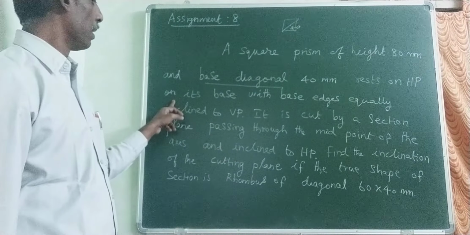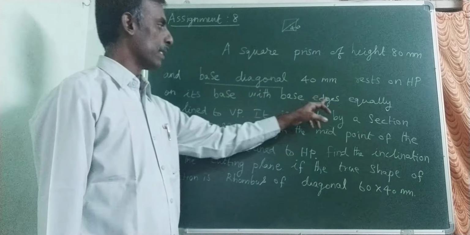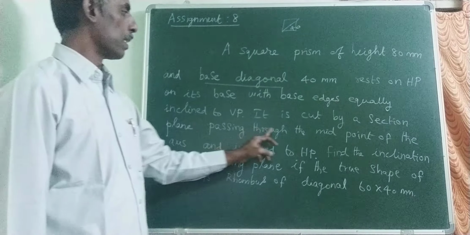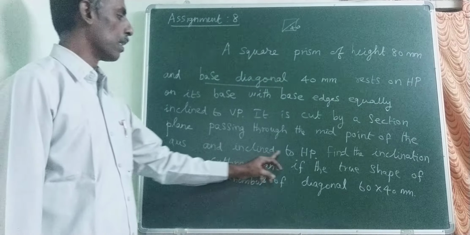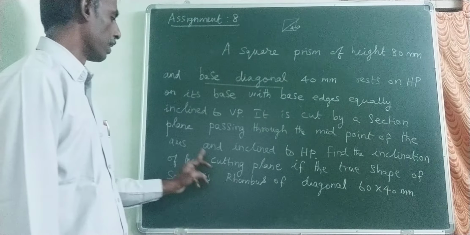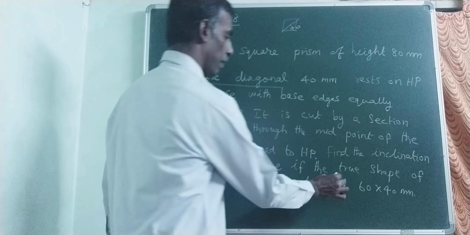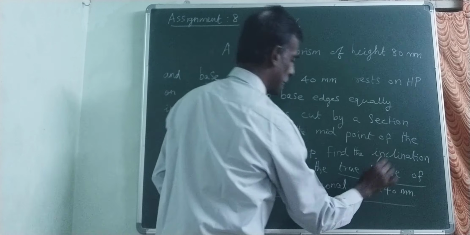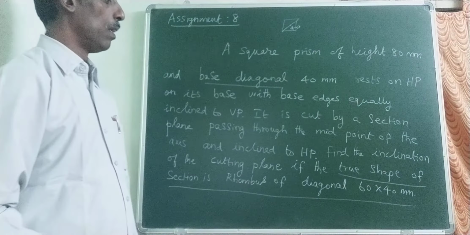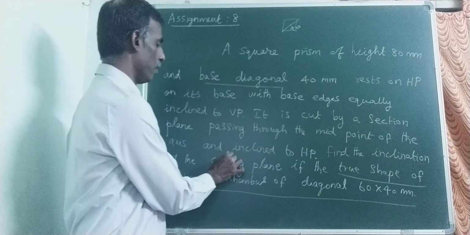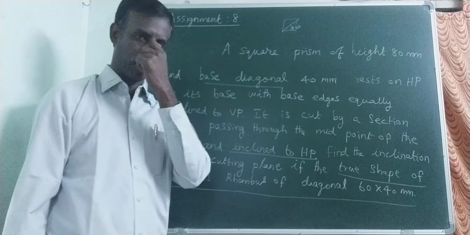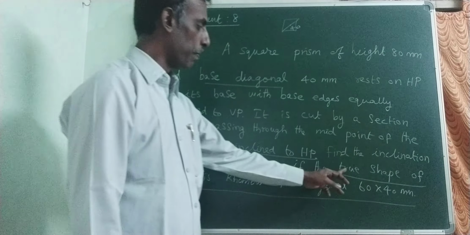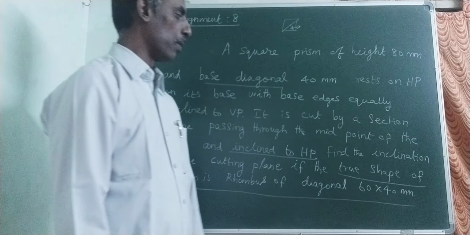Rests on HP on its base with the base edges equally inclined to VP. It is cut by a section plane passing through the midpoint of the axis and inclined to HP. Find the inclination of the cutting plane if the true shape of section is a rhombus of diagonals 60 by 40 mm. So the cutting plane is inclined to HP, so you have to draw the cutting plane in the front view. The true shape of section is given as 60 by 40.